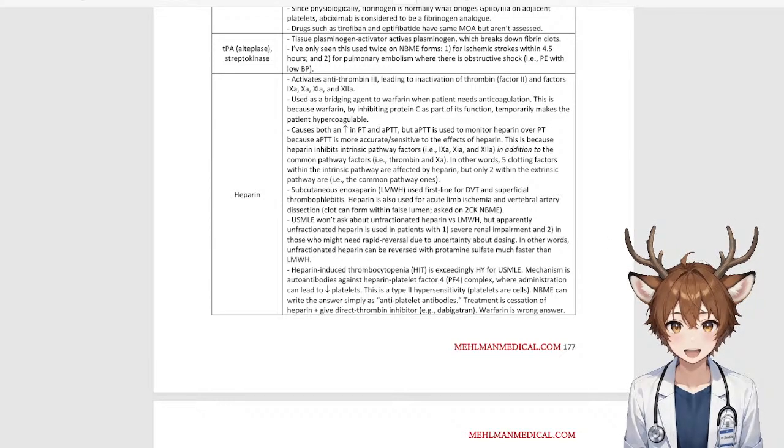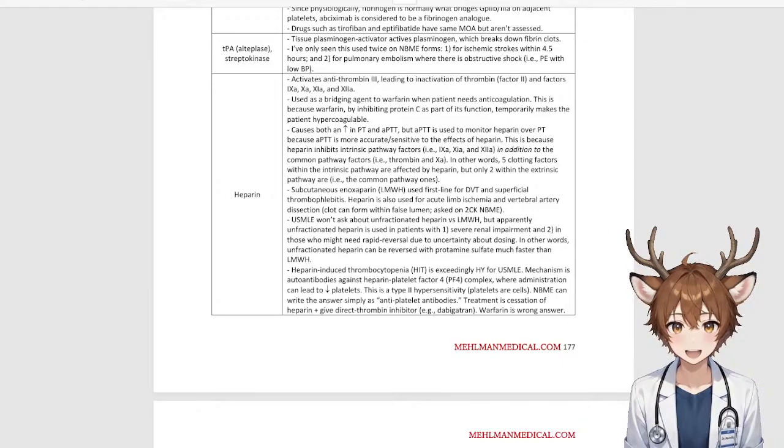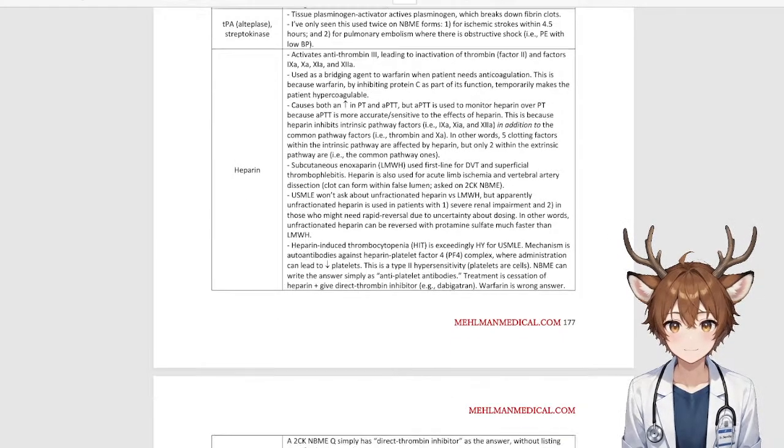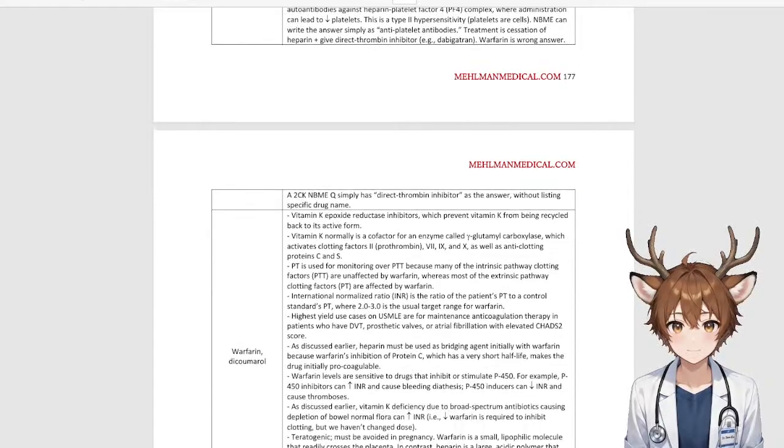A 2CK NBME question simply has a direct thrombin inhibitor as the answer without listing the specific drug name. So they might just straight up tell you, oh, direct thrombin inhibitor. They won't go more specific than that.